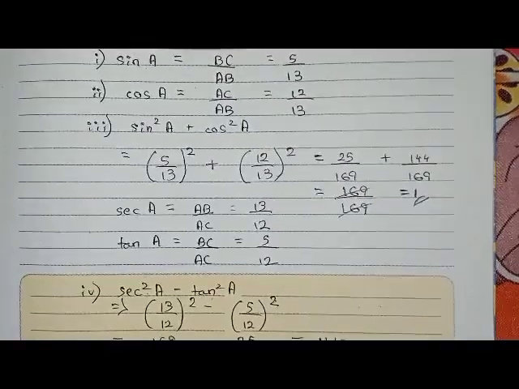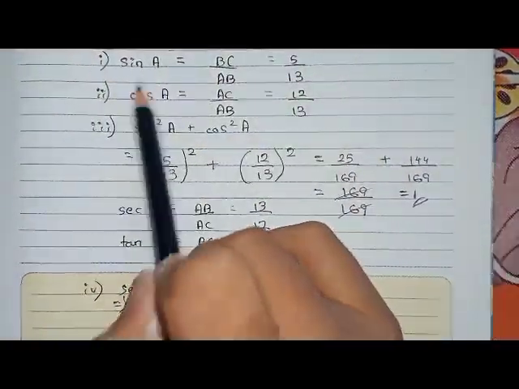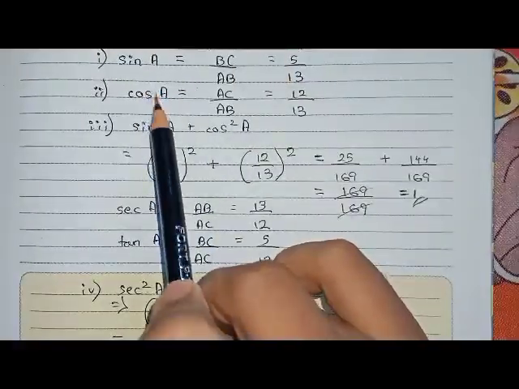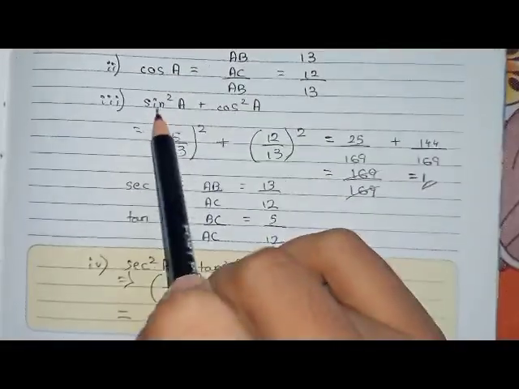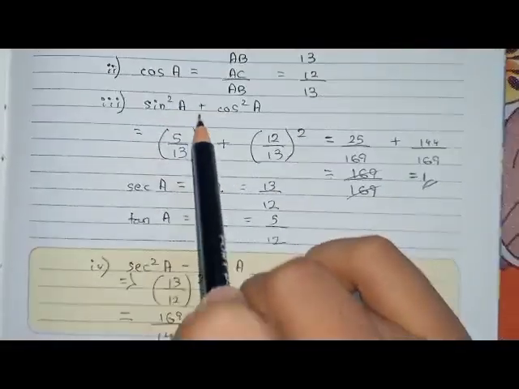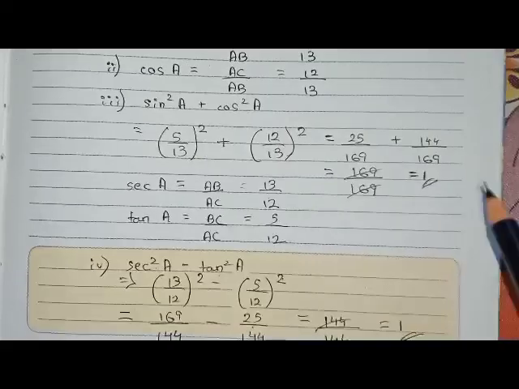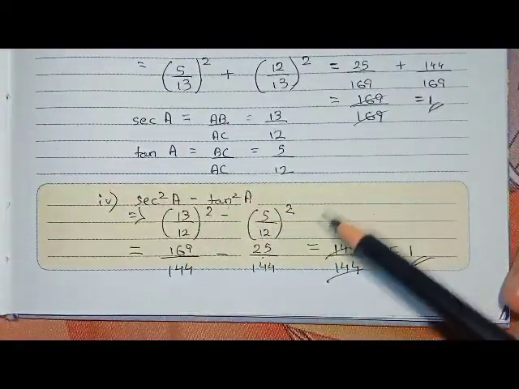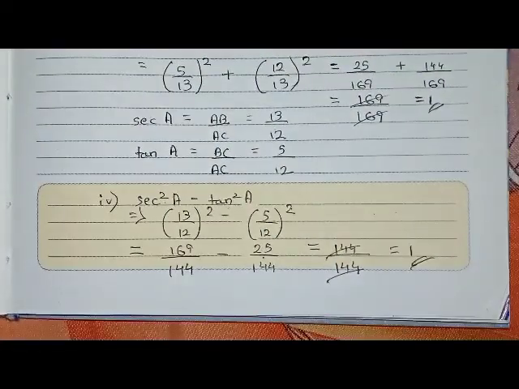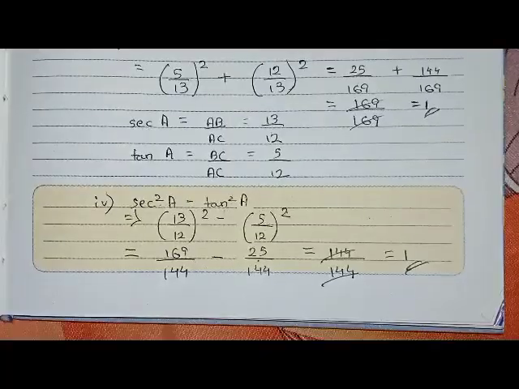So for these questions our answers will be sin A is 5 by 13, cos A is 12 by 13, sin squared A plus cos squared A is 1, and sec squared A minus tan squared A is equal to 1. So let's move on to our next question now.